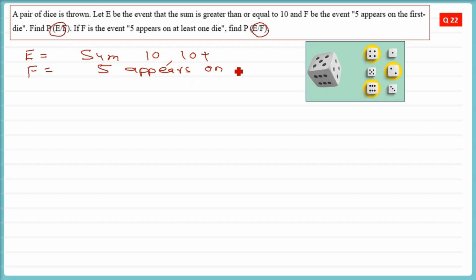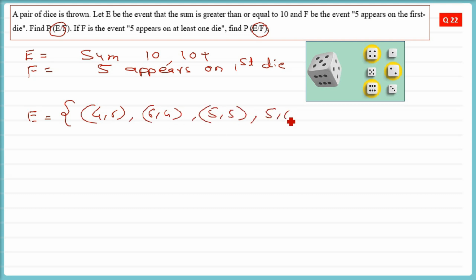Now making the first F, 5 appears on the first die. So E will be what? The sum is 10 or higher. So what can it be? 4, 6 is 10. 6, 4 is 10. 5, 5 is also 10. 5, 6 and 6, 5, they both are 11. Then 6, 6. If you add any two of these numbers, it will be either 10 or higher.